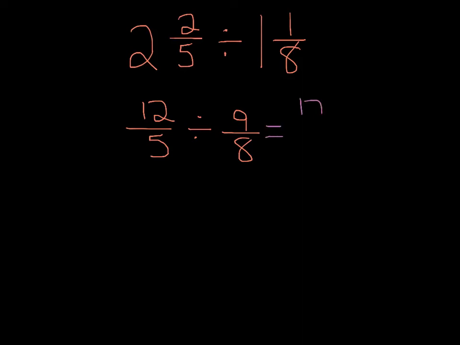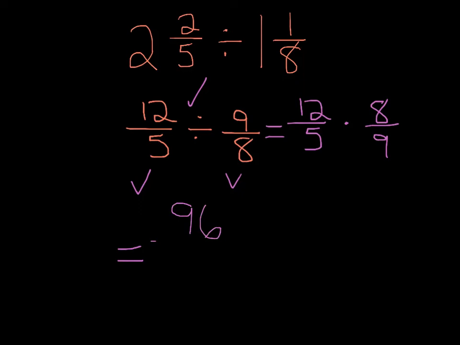Let's keep the 12 over 5. Change it to multiplication. So keep it, change it, and now flip it so it's 8 over 9. And now we can multiply across. 12 times 8 is 96, and then 5 times 9 is 45.